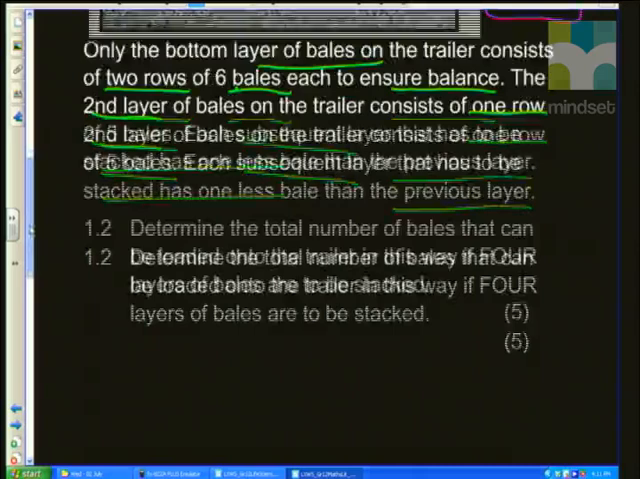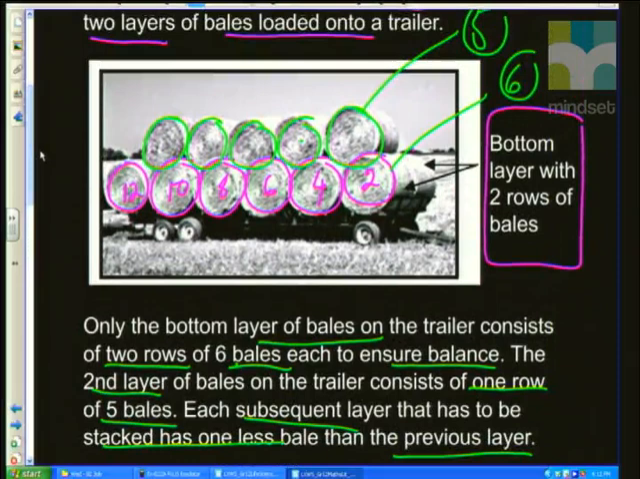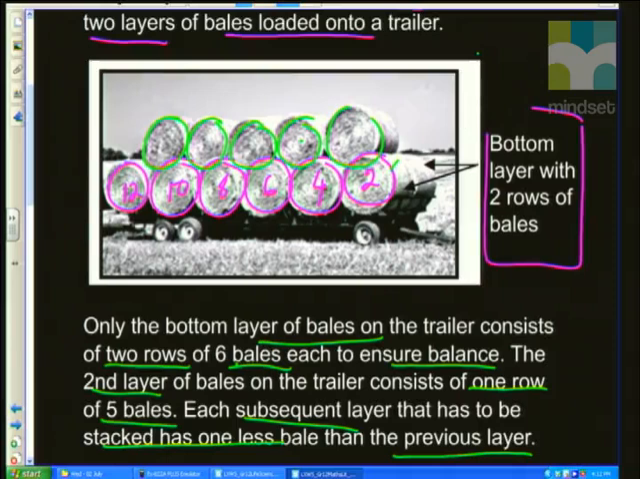It then goes on and says, determine the total number of bales that can be loaded onto the trailer in this way if 4 layers of bales are to be stacked. Okay, so let's take a look at our picture. And we recognize, and I'm just going to use my eraser because I think that's going to be useful. First of all, in the first row, there are 6 rows. In this one, there are 5. Now, that's the first row. This is the second. How many did it say we needed? 4 layers, eh? Altogether. So what's the subsequent layer? Queen, come, help us. The next one. It's got to be 1 less than 5. So what's that going to be? 1 less than 5 is? 4.